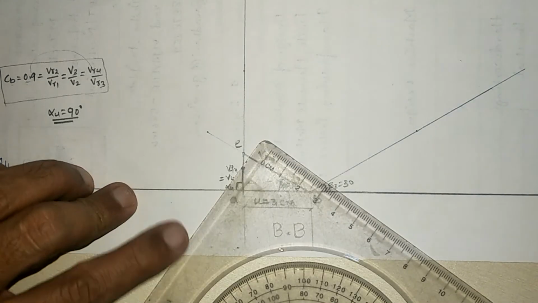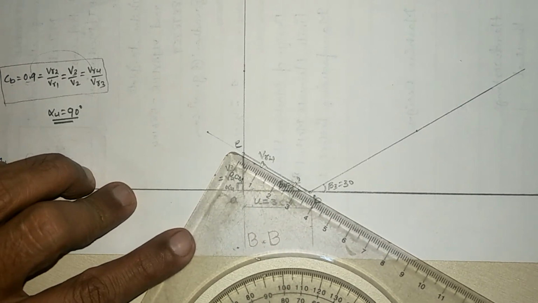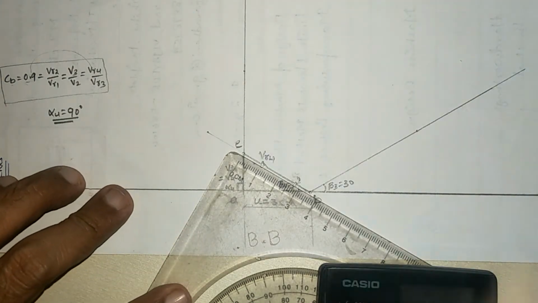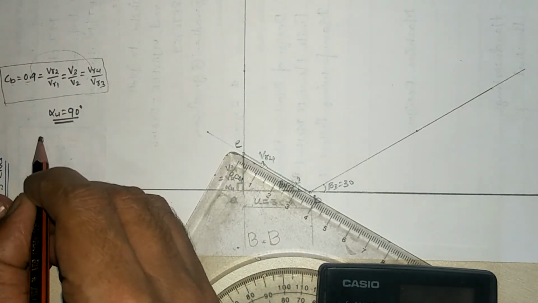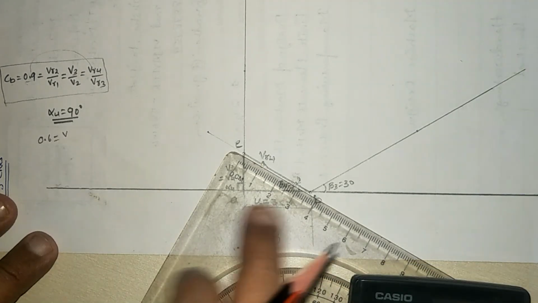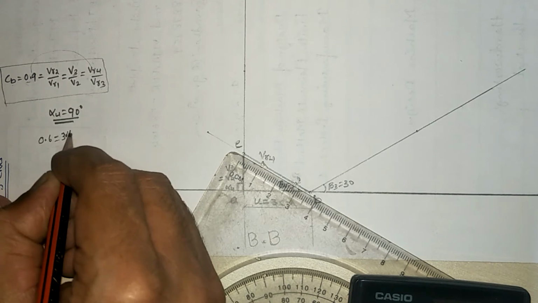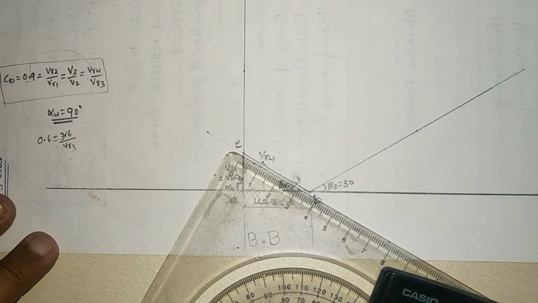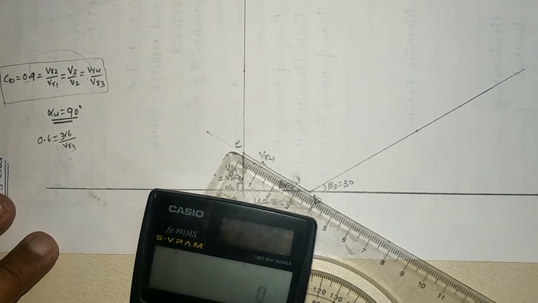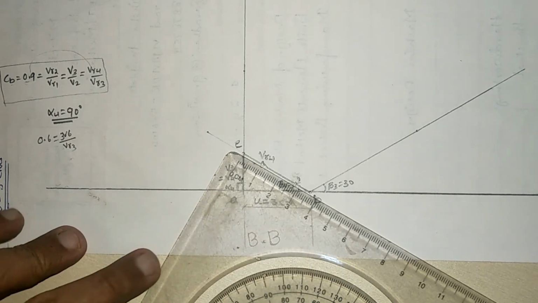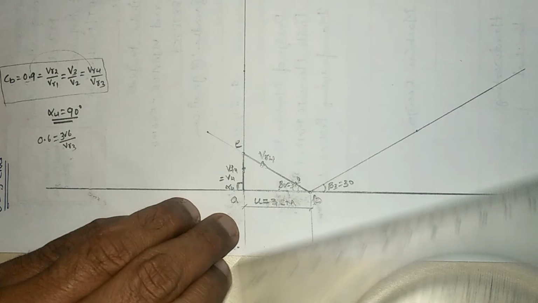So the length of VR4 is almost 3.6 centimeters. So I will equate it here. 0.6 is equal to 3.6 divided by VR3. So VR3 is equal to 3.6 divided by 0.9. So the length I will get is 4 centimeters. So VR4 is 3.6 and VR3 is 4 centimeters.